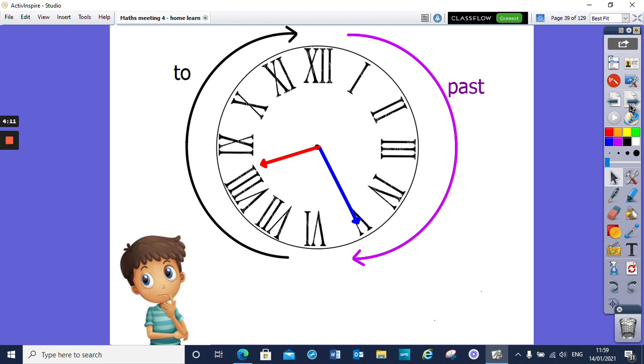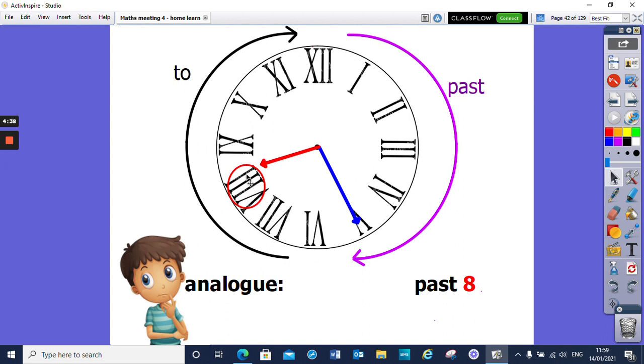Right, let's make a start, shall we? I'm going to start with analog. So is this telling the time past or to? Well, that minute hand here, that's in the past, isn't it? It's in the right-hand side of our clock. So, we are going past. But what hour are we going past? Well, here. Our hour hand has told us that we have gone past this.